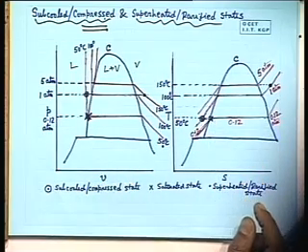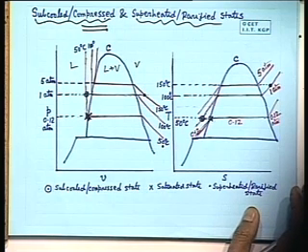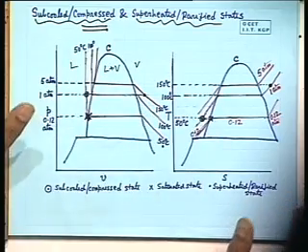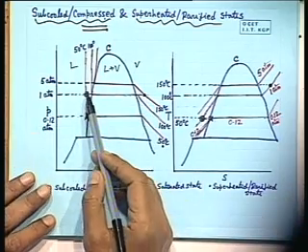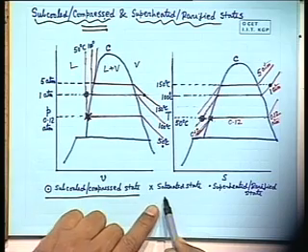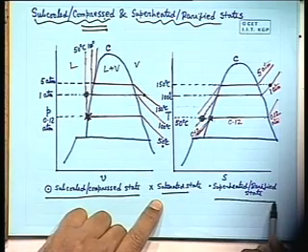That means a subcooled state is a compressed state. This is because its temperature is lower than the saturation temperature corresponding to its existing pressure, or its pressure is higher than the saturation pressure corresponding to the existing temperature. So that's why this is the subcooled or compressed state. Similarly, this is the saturated state. Similarly, the superheated state is a rarefied state.